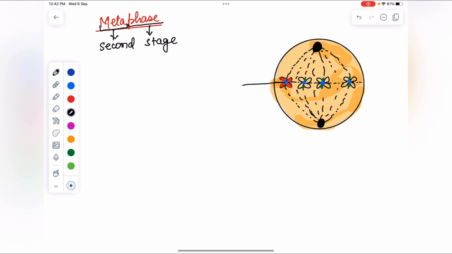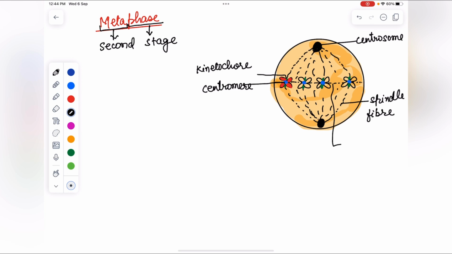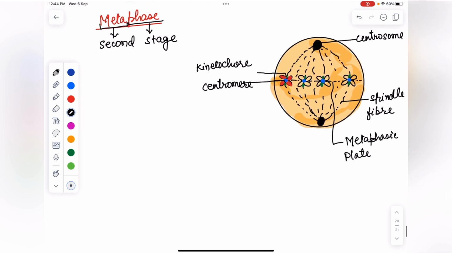This is the centromere, and this is the kinetochore. This kinetochore is disc shaped, through which the spindle fiber attaches. This spindle fiber gets attached to the kinetochore. This is the centrosome. This is the centromere. This is the kinetochore, and this is the spindle fiber. And this is called the metaphasic plate, on which the chromosomes get aligned.